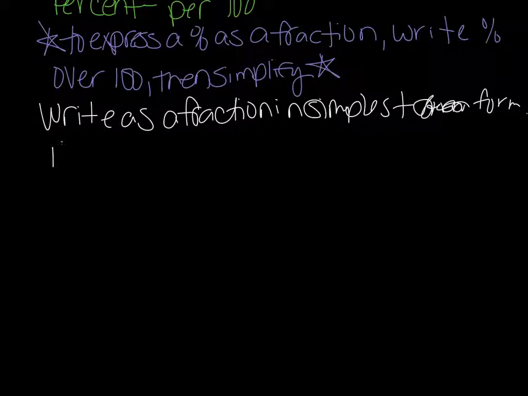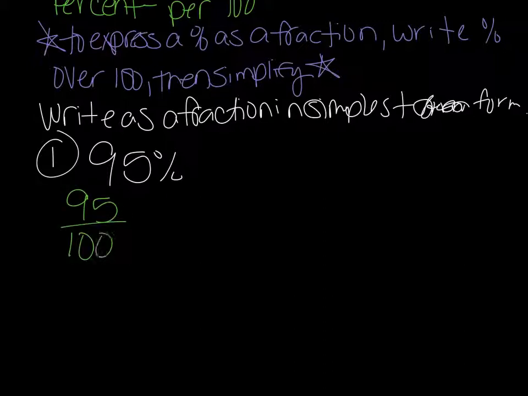Okay. Number 1, I want to write 95% as a fraction. Okay, so 95%, that means 95 per 100, or 95 out of 100. That's exactly what 95% means. So I'm looking at the fraction 95 over 100. What do 95 and 100 have in common? A 5. So when I divide out of 5, I get 19 over 20.